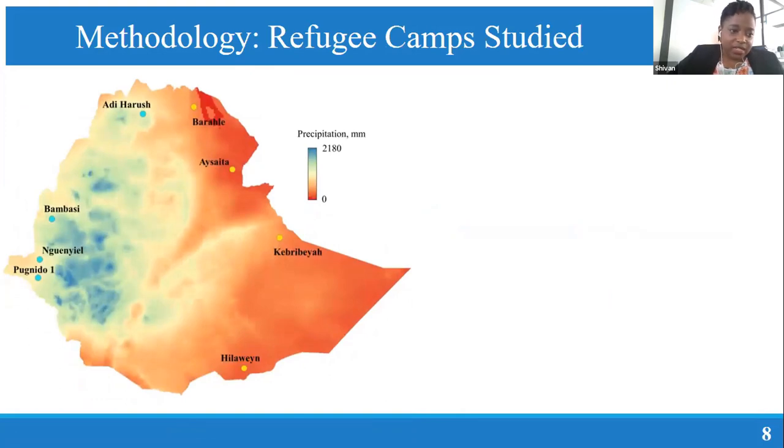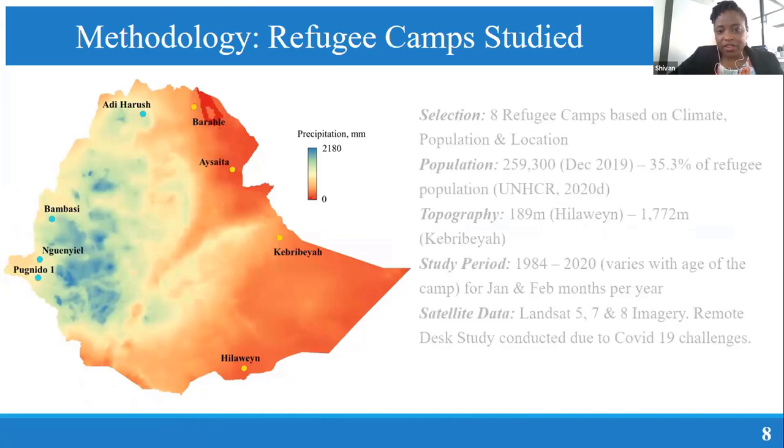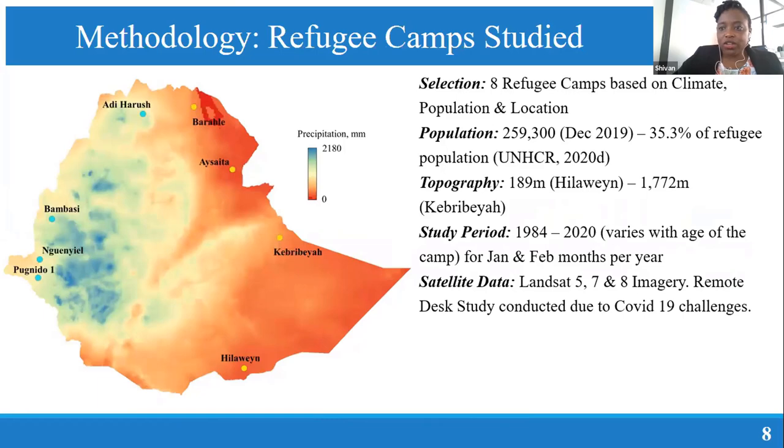The camps that were studied were 8 of them, 4 on the western side of the country, and this is the wetter region, the wet areas, and it receives more rainfall than the eastern side that has predominantly arid climate in the eastern side of the country. The selection was based on climate, population, and location of the camps. And also these 8 camps comprise 35.3% of the refugee population as of 2019. The topography varies from 189 meters to 7,200 meters.